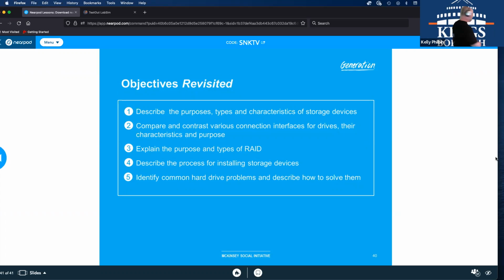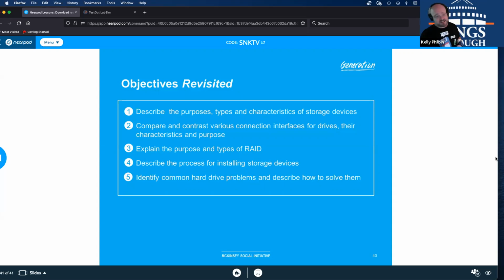Now, after that long, entertaining, and fun technical session, we should now be able to describe the purpose, types, and characteristics of storage devices. We should be able to compare and contrast different connection types like SATA, PATA, IDE, Molex, eSATA, SCSI, USB, all that fun stuff. Explain the purposes and types of RAID.